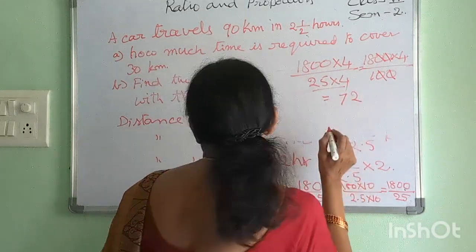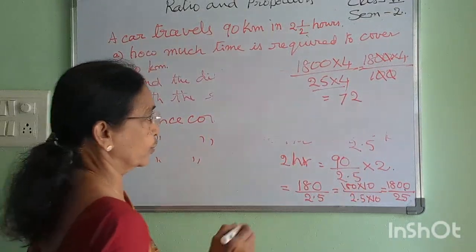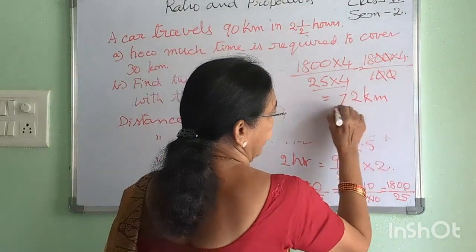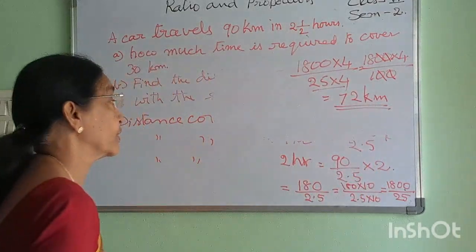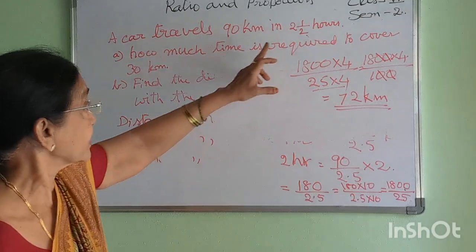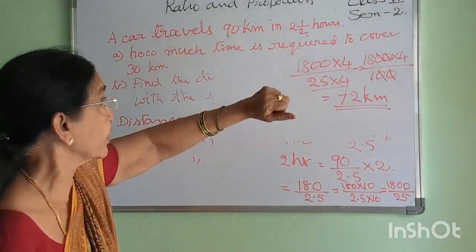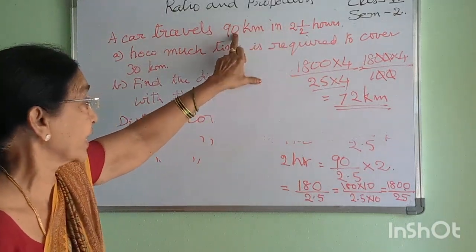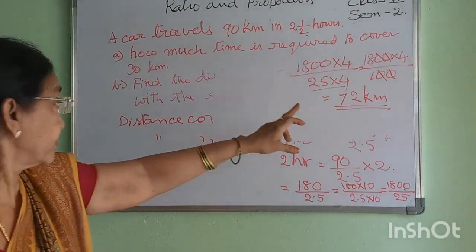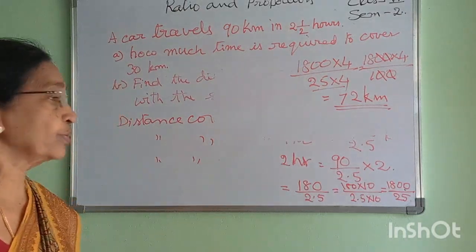72. What is this? Distance covered in 2 hours, 72 kilometers. Here distance covered in 2.5 hours is 90 kilometers. Distance covered in 2 hours is 72 kilometers.